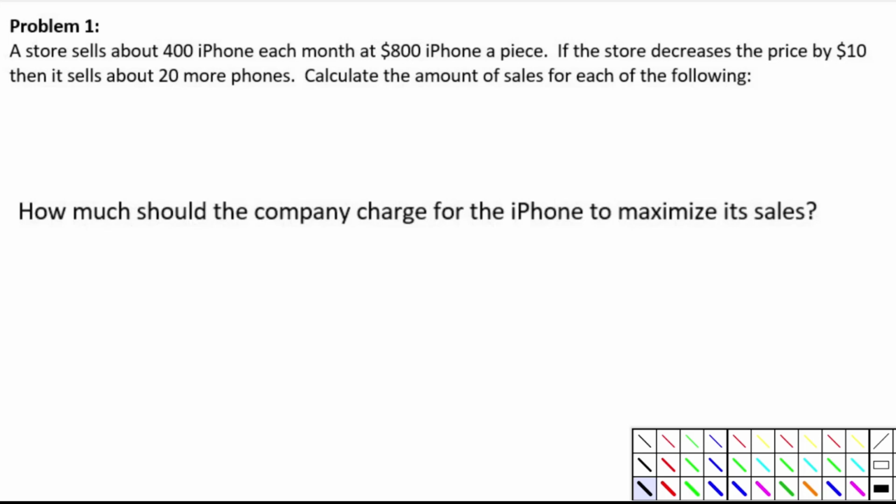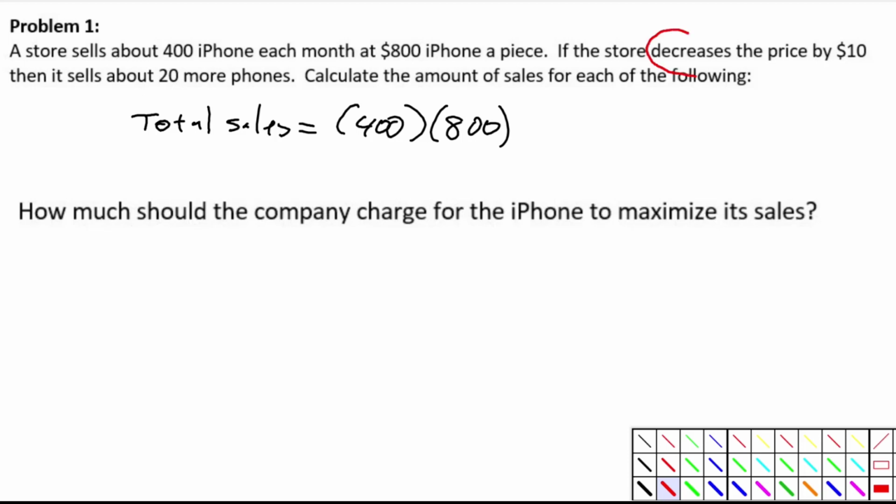So the store sells 400 iPhones at $800 a piece. So I'm going to write a little function here. Your total sales, and just for one example, all we do is take the 400 and multiply it by the 800. Perfect. But now there are some things that we need to keep in account here. We need to decrease the price by $10 each time. So now how do we do that? That's just a function. How can we do that?